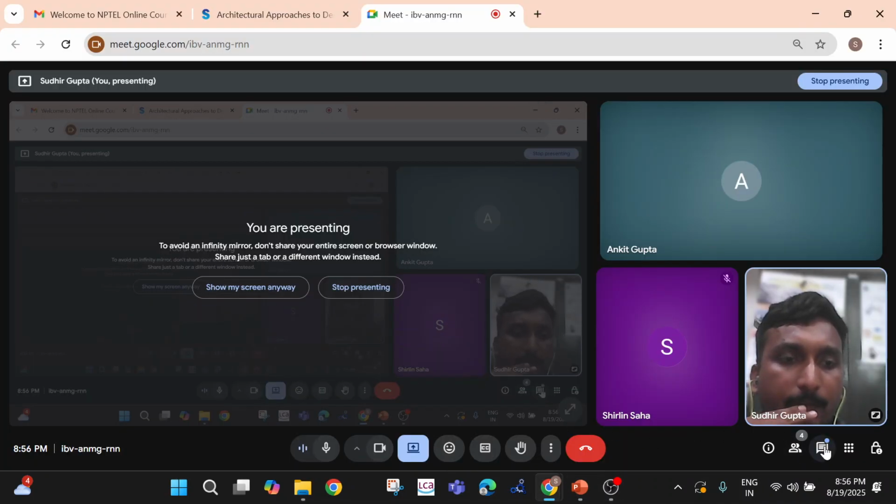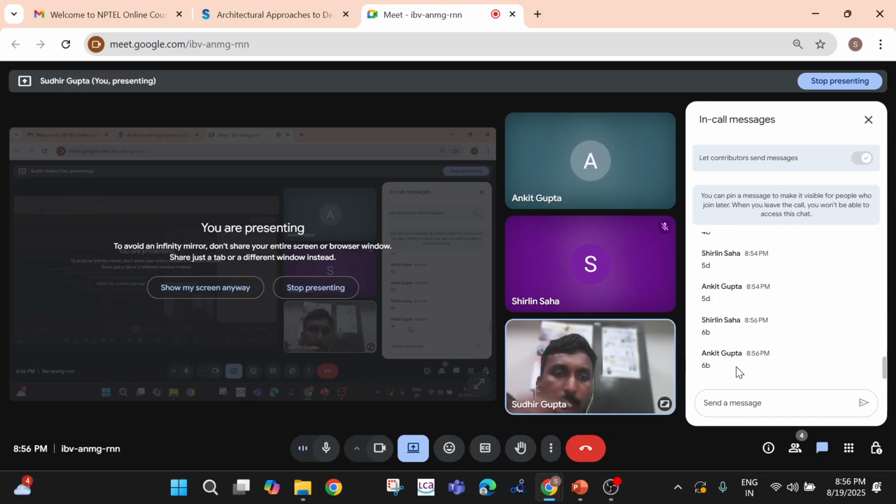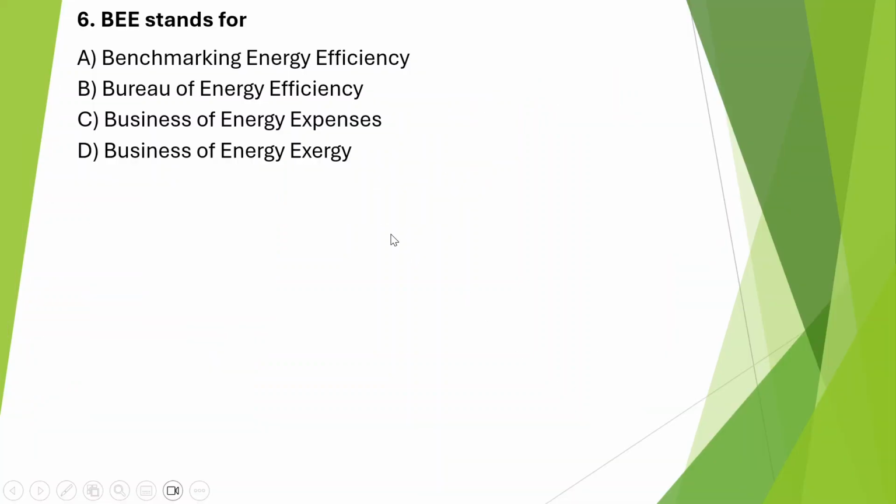This was a very straightforward question, and that's why both of you have answered 6B. As you can see in the previous year assignment question, it was directly asked about the acronym for BEE. That's why in the sample problem questions also, apart from multiple choice questions, these acronyms have also been kept, because these are very important for assignment purposes and from the exam point of view. So option B is the correct answer, that is Bureau of Energy Efficiency.